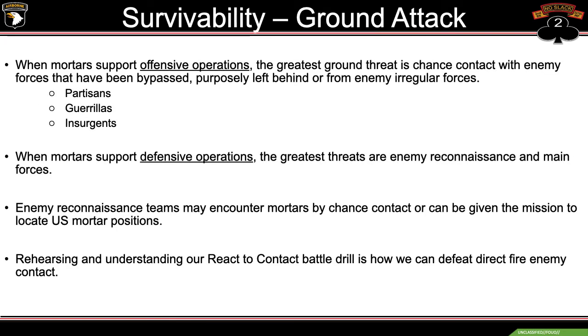Going into ground attack, when mortars support offensive operations, the greatest ground threat is chance contact with enemy forces that have been bypassed, purposely left behind, or from irregular forces. Three examples of irregular forces are partisans, guerrillas, and insurgents. When mortars support defensive operations, the greatest threats are enemy reconnaissance and main forces. Enemy reconnaissance teams may encounter mortars by chance contact or be given the mission to locate U.S. mortar positions. Rehearsing and understanding our react to contact battle drill is how we can defeat enemy direct fire.